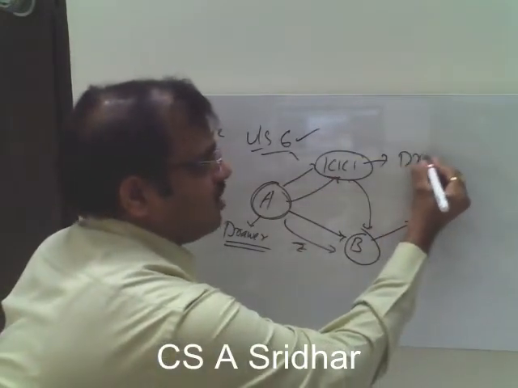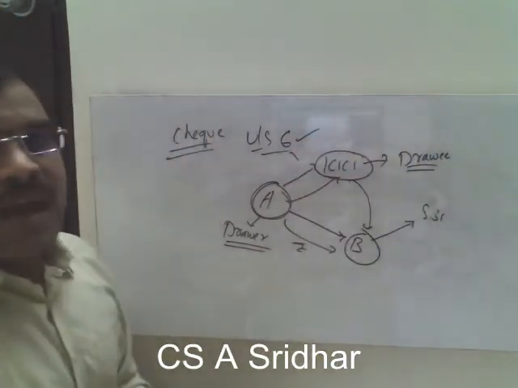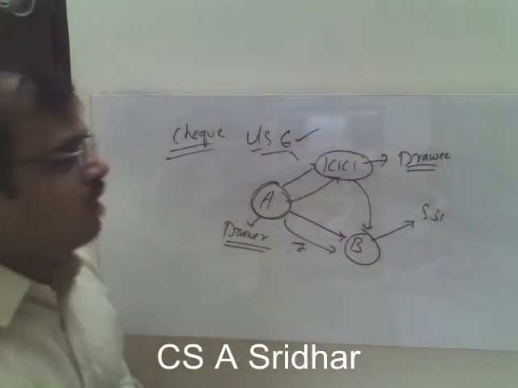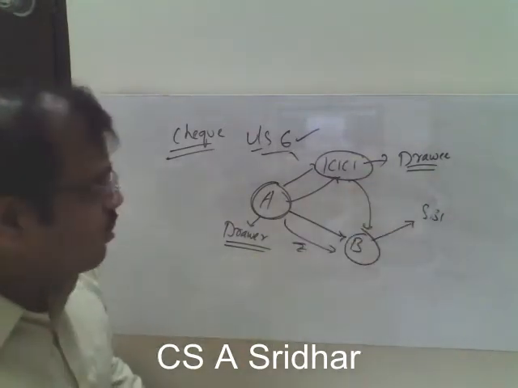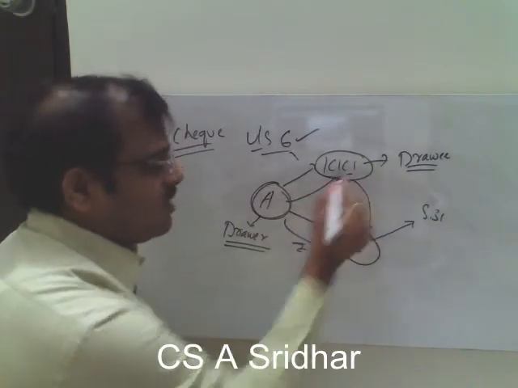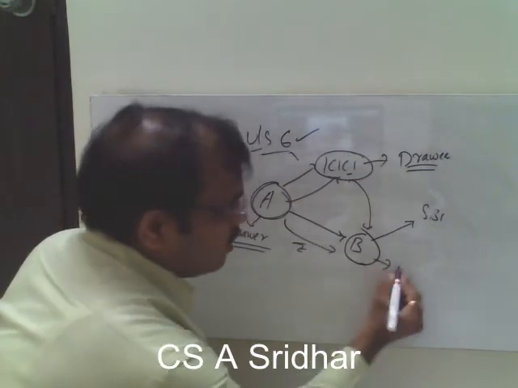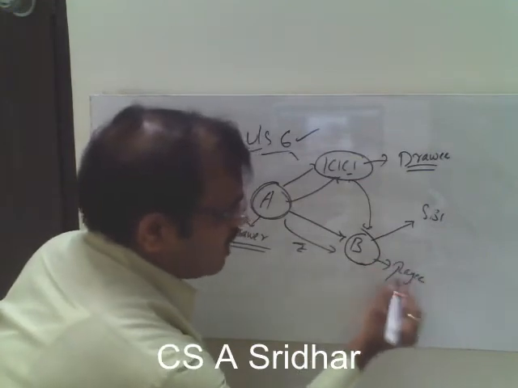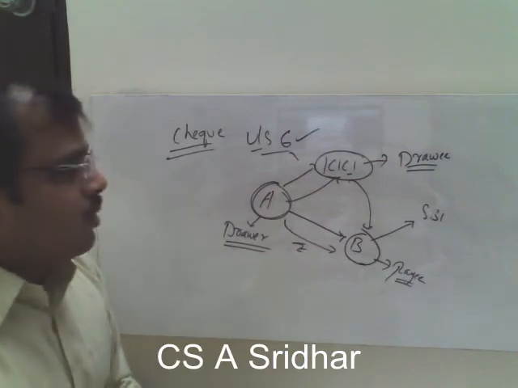So that is why, in case of a check, the drawee will always be a banking company only. Then I am giving the order to ICICI Bank to make the payment to B. Here B is called the payee.